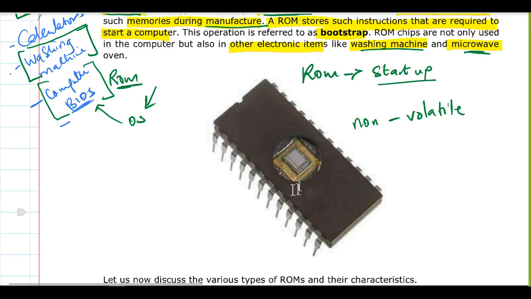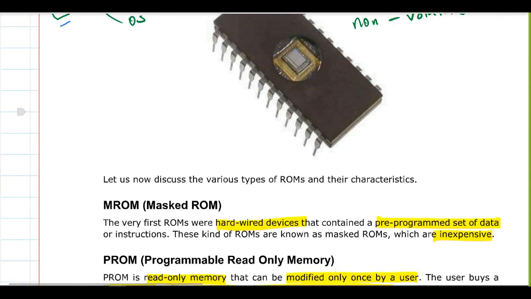So this is an example of ROM. This is just a chip that allows you to store some not very huge data, but some information and instructions that are going to be permanently stored there for the computing device to run.